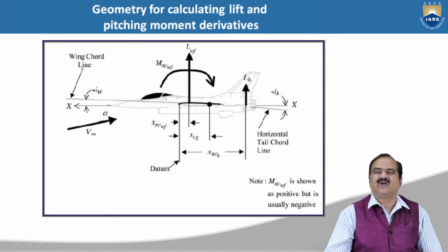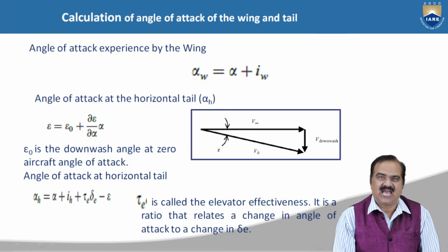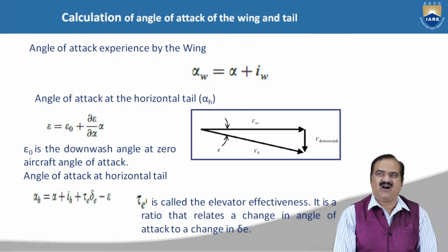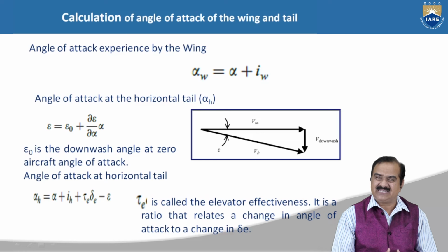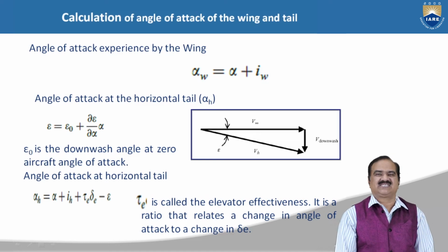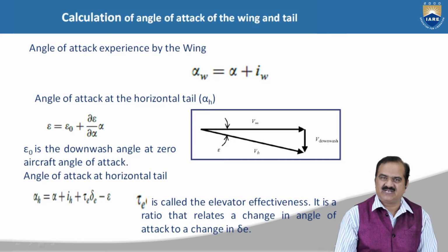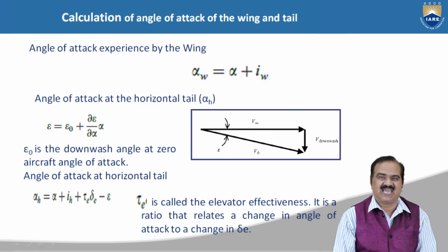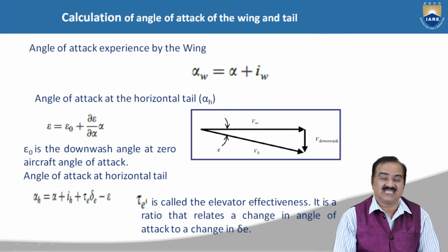But I am going to take some issues related to this diagram. So, calculation of the angle of attack of the wing and tail. First we have to start with what the actual angle of attack is. What is the angle of attack? It is the angle between the relative wind and the x-axis of the aircraft, or the angle between the relative wind and the fuselage reference line of the aircraft. Here we take the angle of attack experienced by the wing.